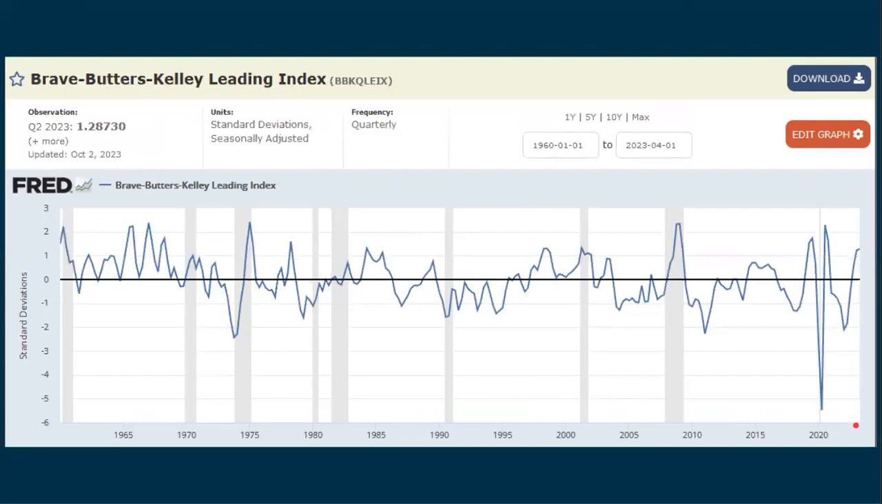We also had an update of the Brave-Butters-Kelly leading index. This is starting to flatten out a little bit. This was causing a little bit of concern, but again, this is a monthly chart, so it'll tell us exactly the right answer, but about 3 months too late for us. But we still want to keep an eye on these things anyway. We had been going up here, which was producing some concern, but now we're starting to flatten out a little bit in the latest reading.